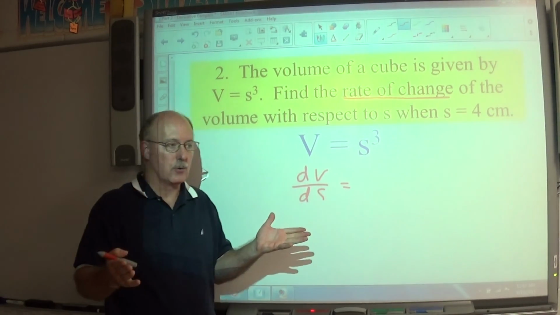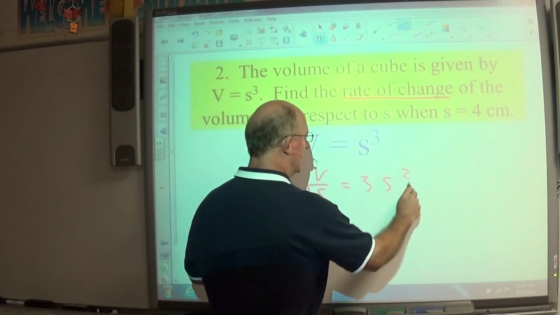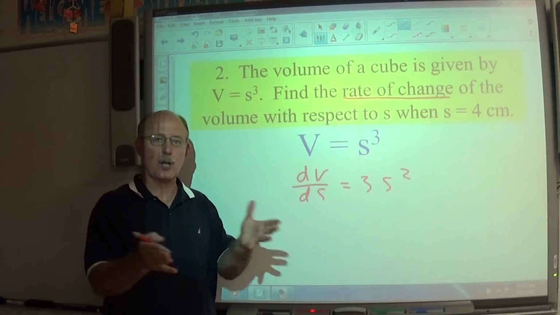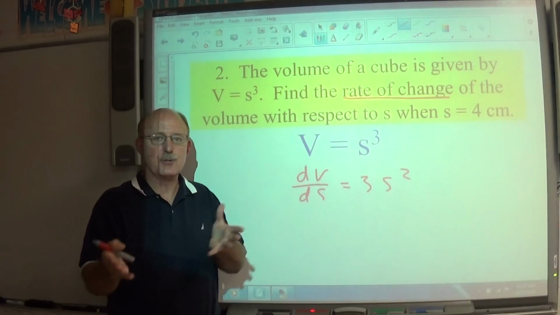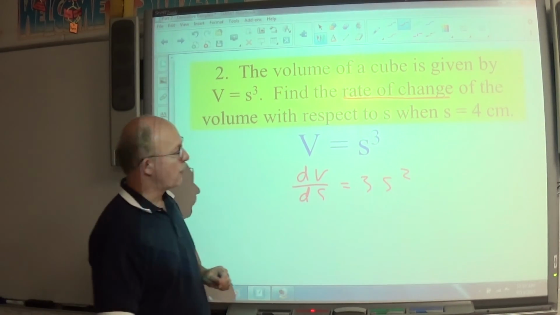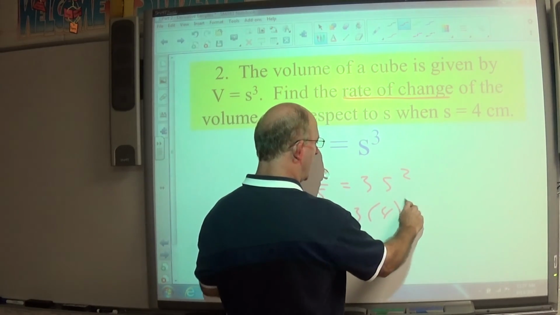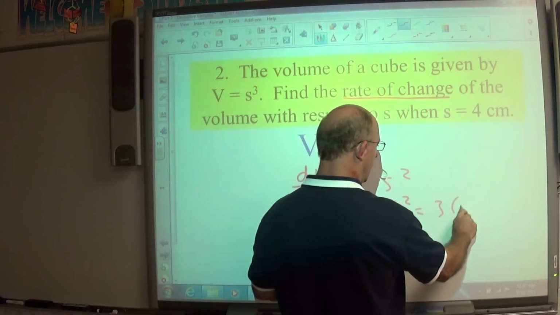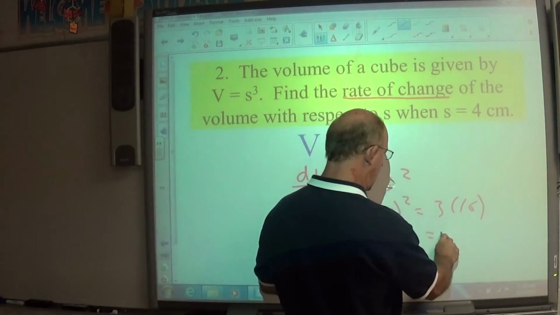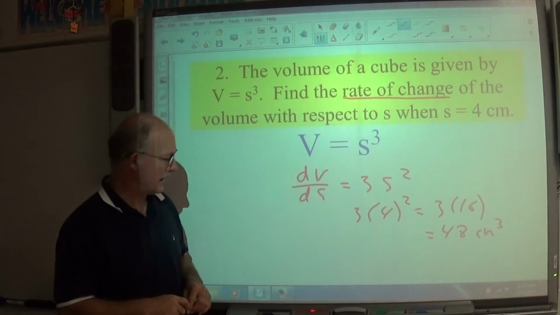Now let's use our general power rule to take the derivative of the right-hand side. This will be 3s squared. Now this is our rate of change. So it will be our slope, our general rate of change. Rate of change, the derivative, is slope. All right. Now at 4 centimeters, this will be 3 times 4 squared, which would be 3 times 16, or 48. That would be in centimeters cubed for our unit. So it would be 48 cubic centimeters.